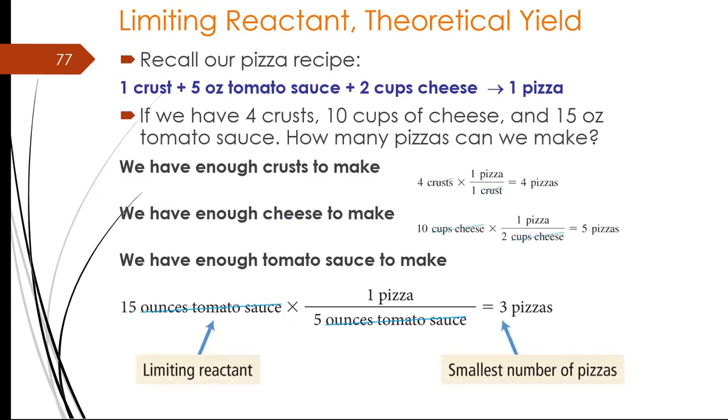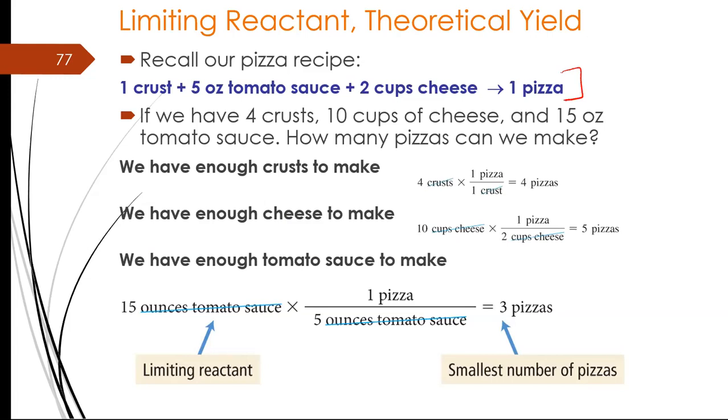We can do a smaller scale example. This is going to be our pizza. So our pizza recipe is going to be 1 crust, 5 ounces of tomato sauce, and 2 cups of cheese. And that's making 1 pizza.